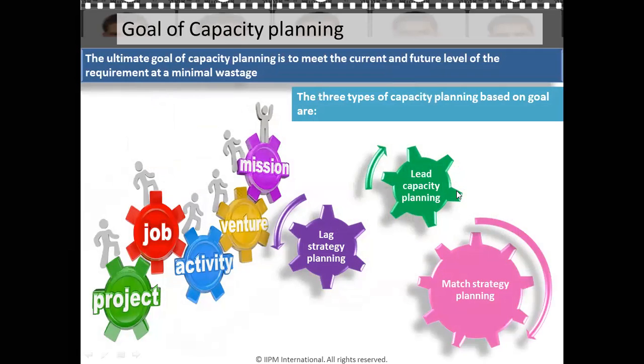The 3 types of capacity planning based on goals are: the lead capacity planning, the lag strategy planning, and the match strategy planning. And from their names, you could actually point to what they are saying. Lag strategy planning: we must see the need before we invest. Lead capacity planning: you are strategically ahead. And match strategy: you do things as they come up. So lag, behind; lead, ahead; match, dealing with it as it comes up.